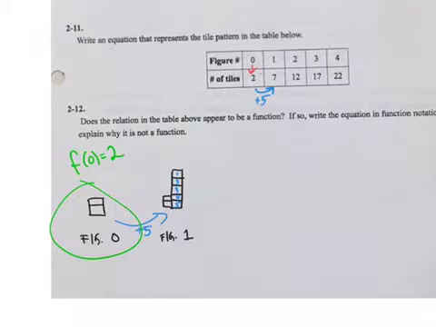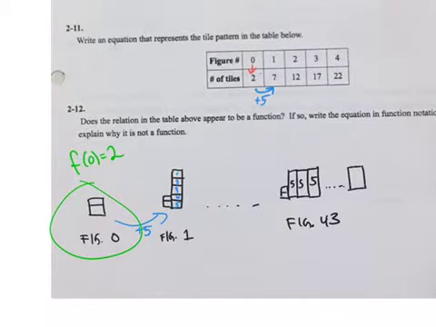And if we wanted to go all the way out to, say, figure 43 for whatever reason, then we can imagine the 2 tiles we started with plus a block of 5 for figure 1, and then we add another 5 for figure 2, and another 5 for figure 3, on and on until we get to figure 43. So figure 0 has 2 tiles, figure 1 has 5 new tiles, figure 2 has 5 new tiles on top of that, etc., all the way to 43. So there are 43 blocks of 5 tiles.